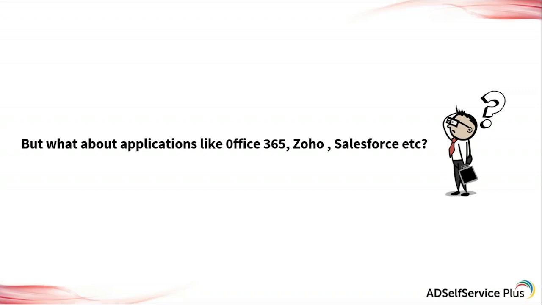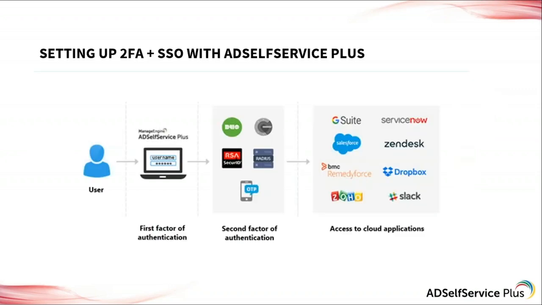Now, in order to combat that, we will need single sign-on. So the idea here is to set up two-factor authentication at the logon screen and combine that with single sign-on. So when a user logs on to his or her domain joined system, he or she enters the password once, goes through the two-factor authentication method, and that's it. The user will have seamless access to all of the cloud hosted applications.